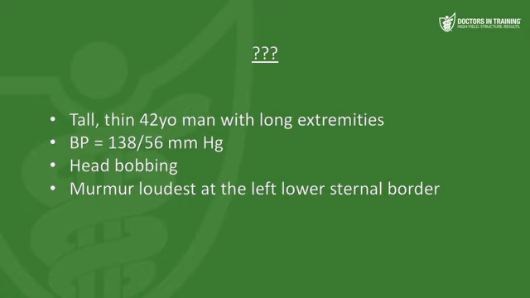Next one. A tall, thin, 42-year-old man with long extremities and fingers. His blood pressure is 138/56. His head bobs rhythmically when he's sitting still, and you hear this murmur, which is loudest at the left lower sternal border.